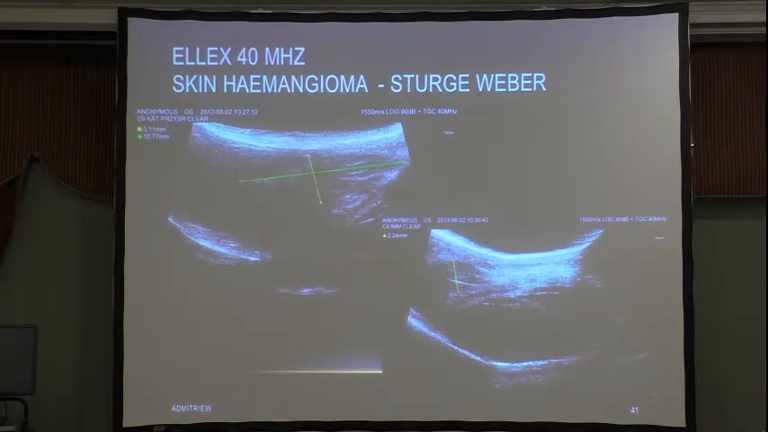And finally, one of the applications for the ClearScan cap is the evaluation of skin hemangiomas with the regular UBM probe and such ClearScan. Excellent just to monitor the treatment of such young newborns.